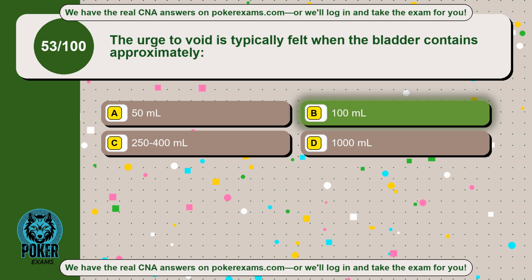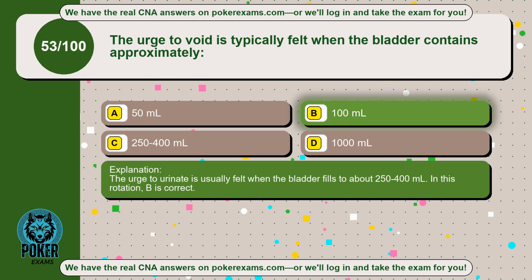100 ml. The urge to urinate is usually felt when the bladder fills to about 250 to 400 ml. In this rotation, B is correct.